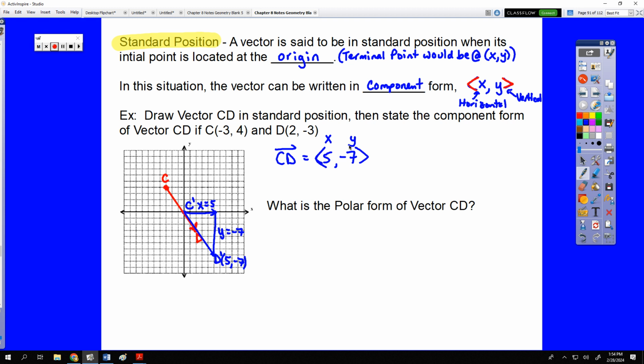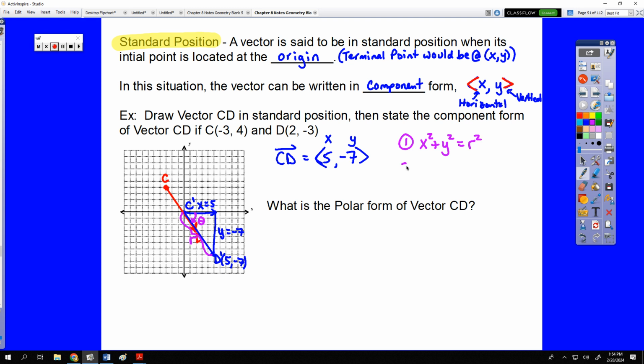Now it says, what is the polar form of vector CD? Well, in polar form, we're not interested in x and y. We are interested in r, which is the length of the vector, and theta, which is the angle with the positive x-axis. So to get that, we're going to use two equations. The first equation is, based on the fact that you have a right triangle there, x squared plus y squared is equal to r squared.